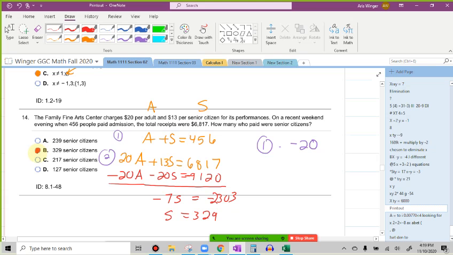So off the record, this is one where again you label correctly. I like to label. You could label it with X and Y. I label with A and S so I don't mix up my X's and Y's and actually write the answer for the number of adults instead of the number of seniors. So that's why I use A and S, so there's no confusion at all. It also lets me know which one I should eliminate, which is A, because they were asking for S.